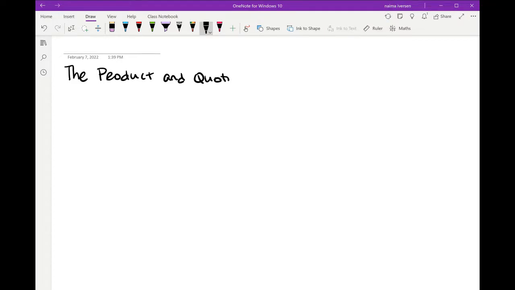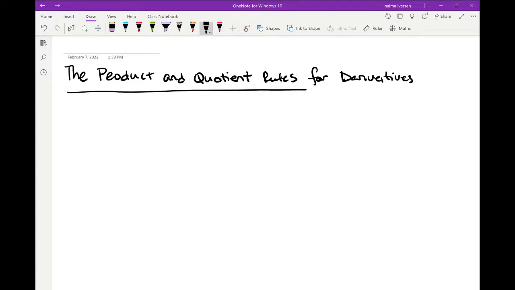So when I am taking a look at the product and quotient rules for derivatives, remember that product means that we are going to be multiplying them. So I'm going to be proving this product rule and showing you how the product rule works. But before I do that, I want to just show you something, okay?